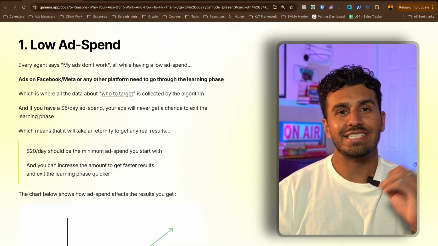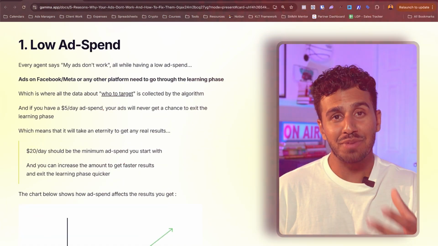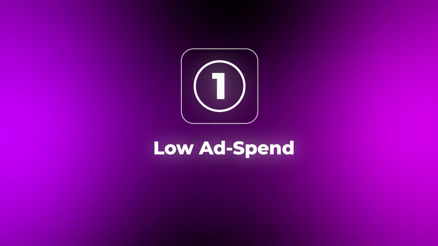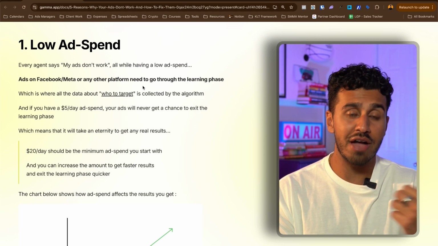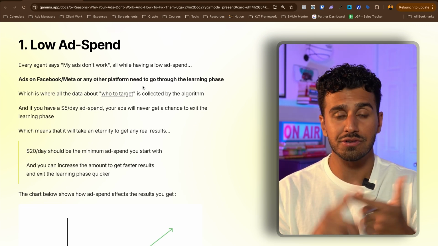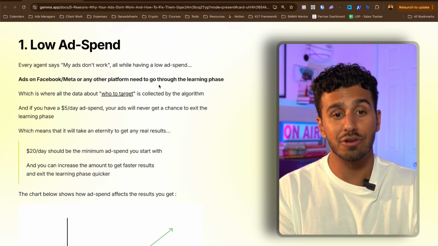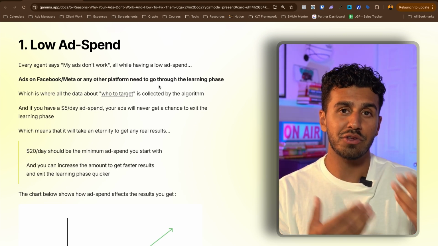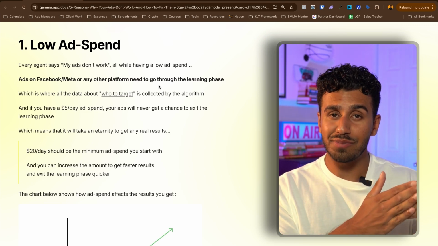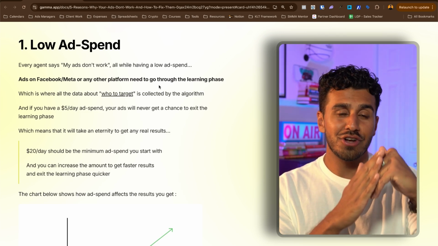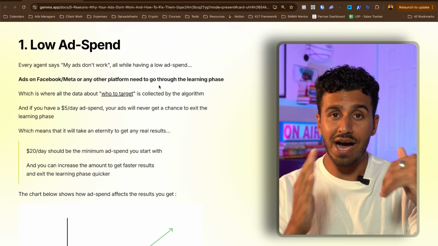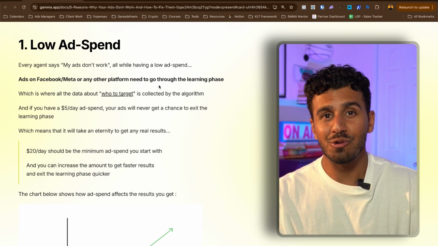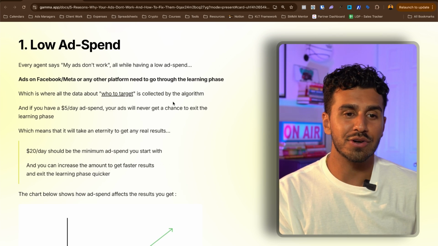The number 1 reason I see a lot of realtors fail with paid ads is simply because their ad spend is just too low. And as a result of their ad spend being too low, you're not giving your advertising platform, whether it's Meta or the Google ecosystem, enough time to exit the learning phase. And the learning phase is really important because that's where Google or Facebook is trying to find the right person to show your ad to. And if you're only spending $5 or $10 per day, you're not going to give your platform enough time or ad spend to really find the right person to show your ads to, which is what Google or Facebook is doing when your ads are optimizing.